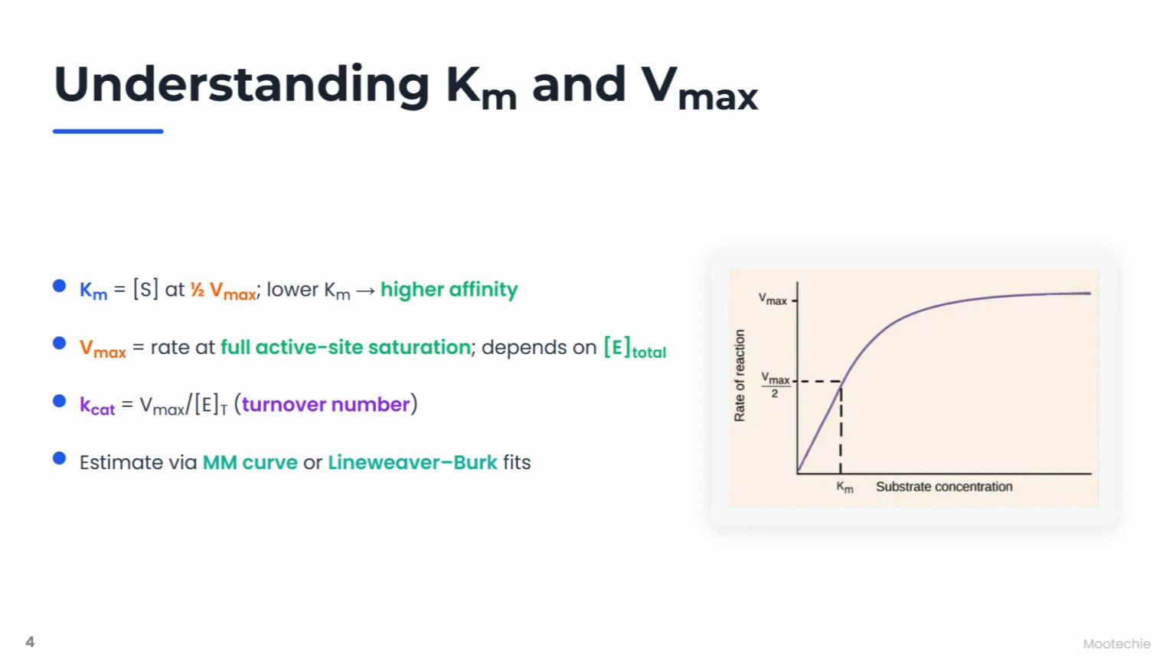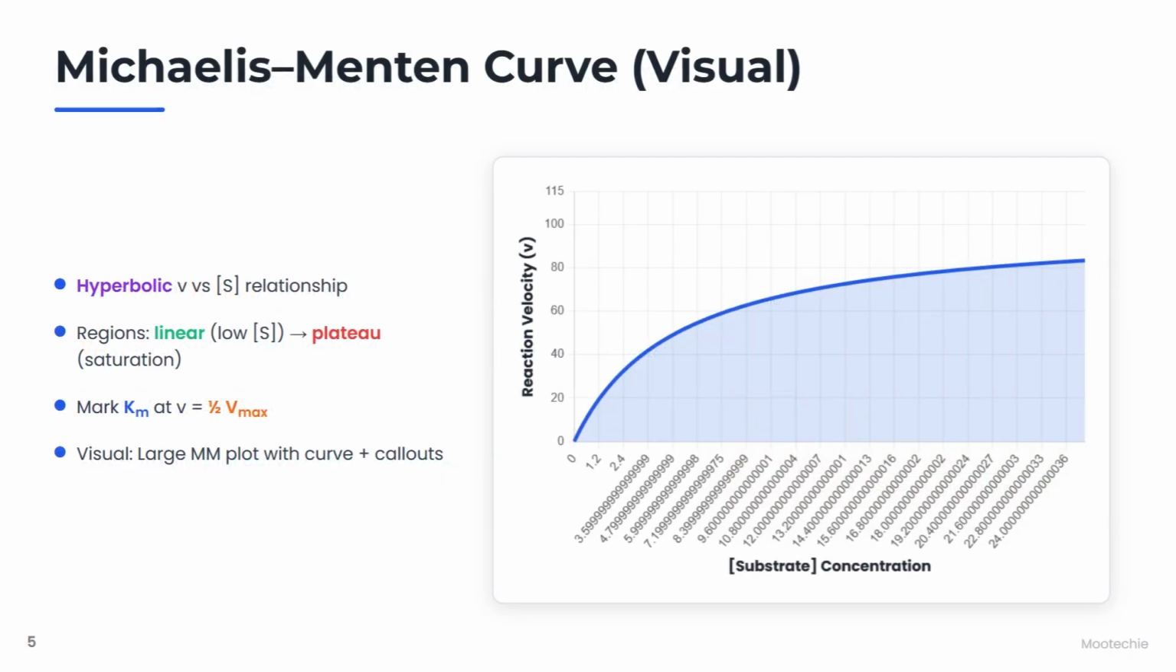We can estimate these values from the curve or from Lineweaver-Burk plot fits. The slide also has a simple figure of a reaction curve showing Vmax, half of Vmax, and the corresponding Km on the substrate concentration axis. Next, we explore the Michaelis-Menten curve visually.